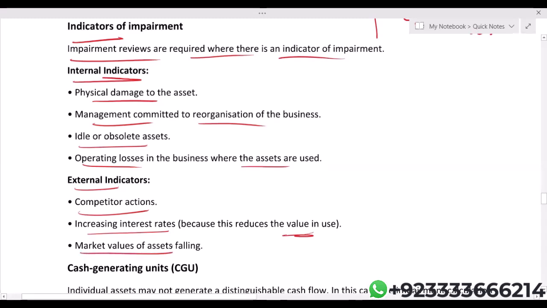Market value of asset is falling. See, if you bought a new asset and after buying the new asset, you will start using it. So due to usage of the asset, normally a little bit of value reduces, but that is okay. But when we are saying market value of the asset is falling, we are not talking about that value which has reduced due to utilization of the asset. You can say that there's a significant decrease in the market value of the assets. Again, it's an indicator of impairment loss.